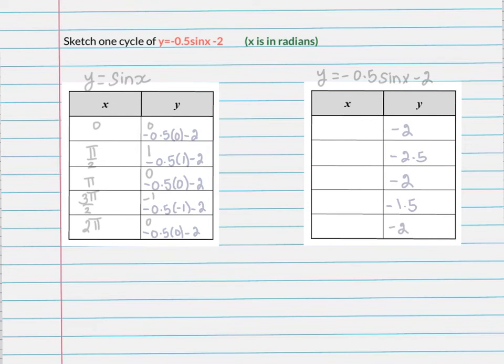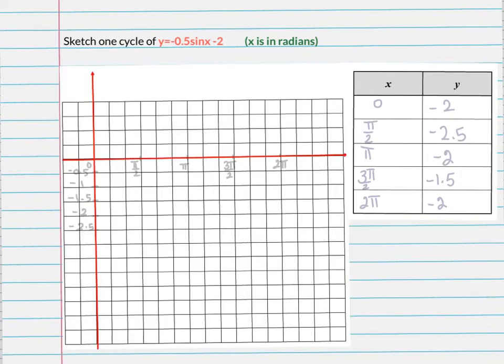As you know, the x values are kept unchanged, so they will be 0, pi over 2, pi, 3 pi over 2, and finally 2 pi. We will be using this table of values in order to graph our given function. As you can see, I took 3 squares on the x-axis for pi over 2, and then pi, 3 pi over 2, and 2 pi. On the y-axis, I took each square as 0.5. And as you can notice, the y values here are negative, so we will focus on the negative part of the y-axis.